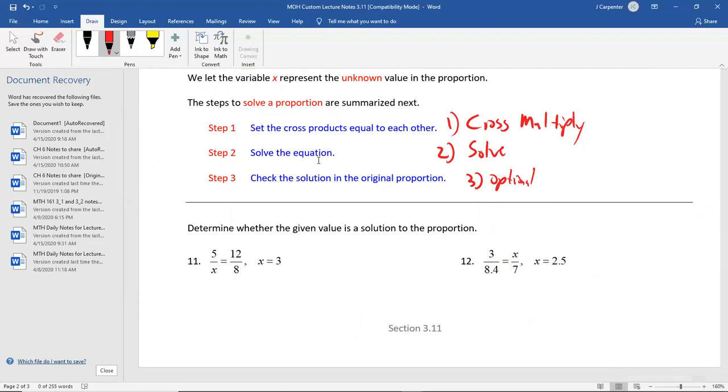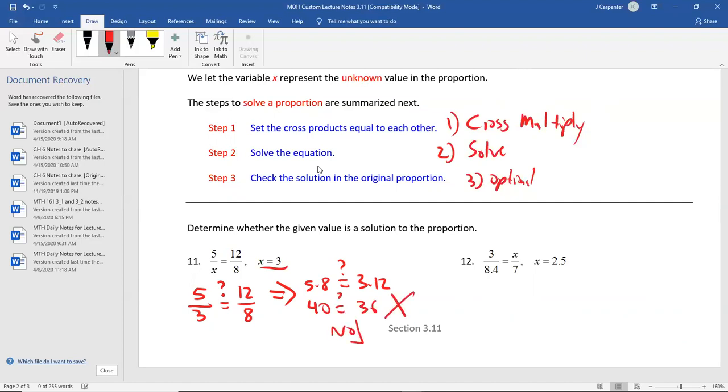So 11 and 12 are, again, honestly, just more of the same. I'll do 11, but not 12. They say determine whether the given value is a solution to the proportion. So instead of writing x, they tell us to write 3. So that's 5 over 3 equals 12 over 8. And we should use the question mark since we're not sure. We cross multiply. I'm going to run out of room. So 5 times 8, is that the same as the 3 times the 12? 5 times 8 is 40. 3 times 12 is 36. And that's a big fat no. 3 is not the solution.